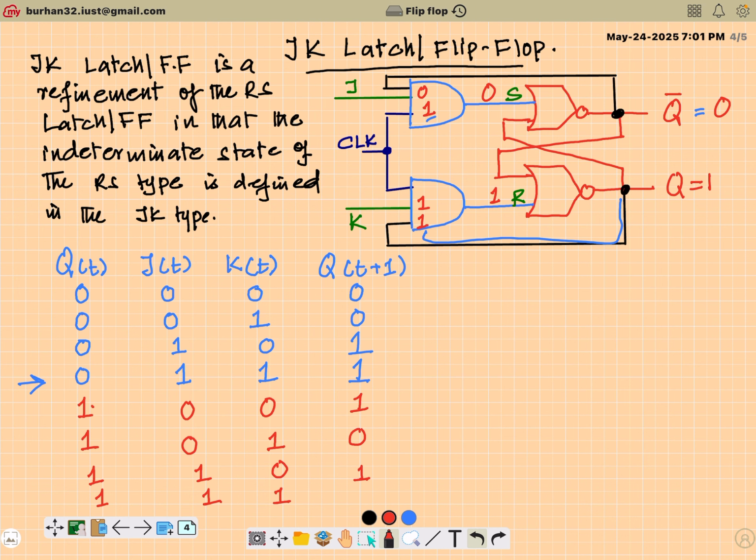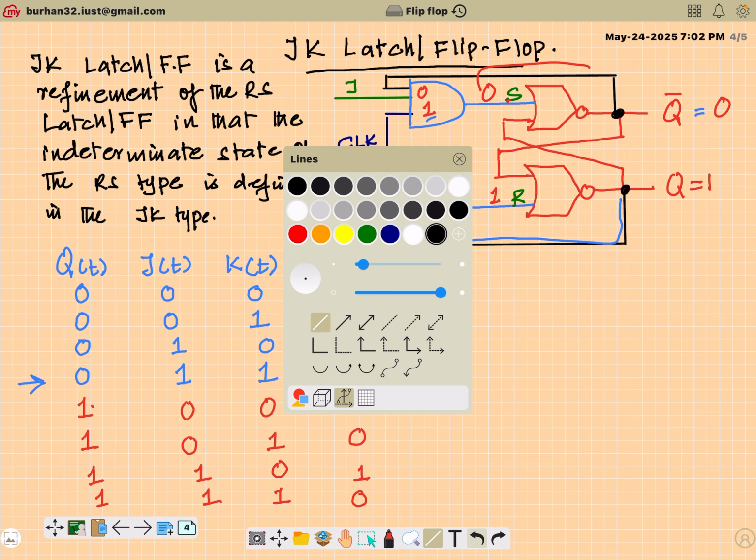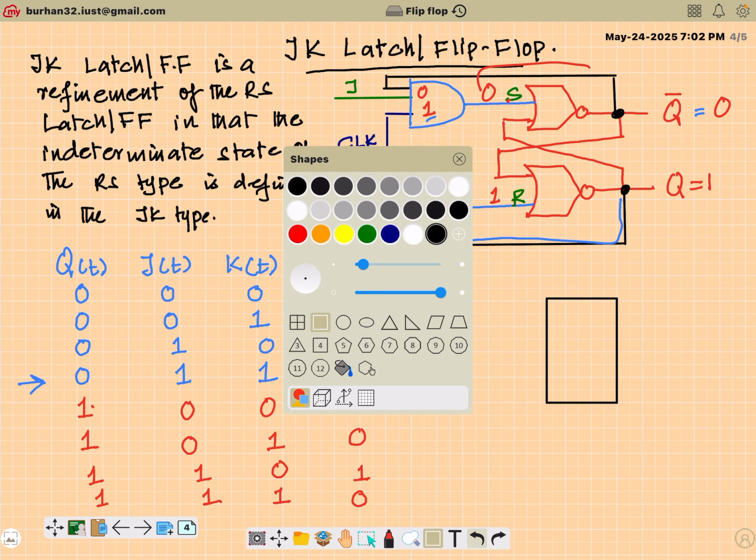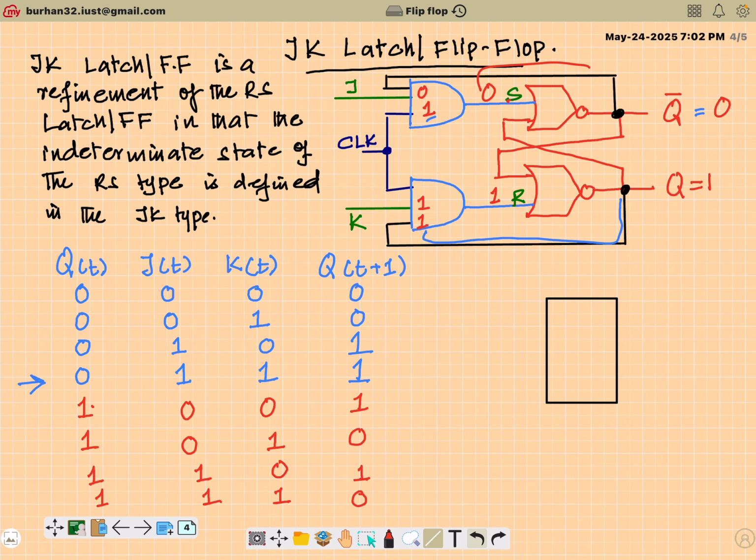But because of the feedback here, it will still be 0, r will be 1, which means again I am in the reset state. Fine. Now from this we can create, using the K-map, a state equation. Here is the K-map. We'll quickly solve it.